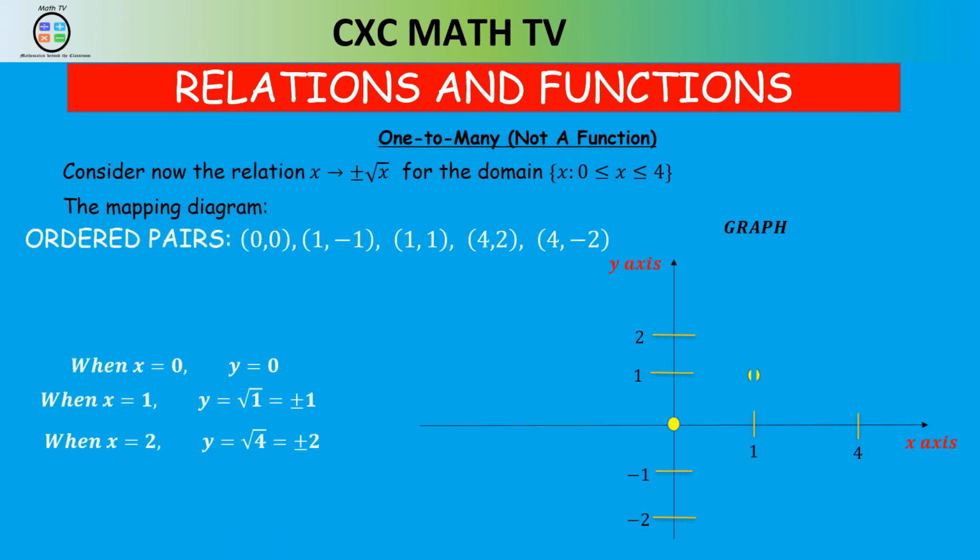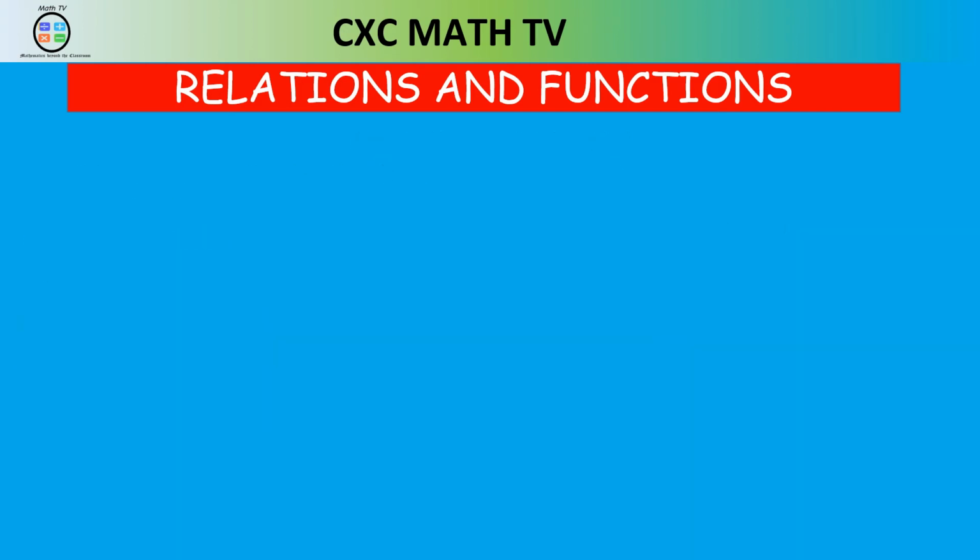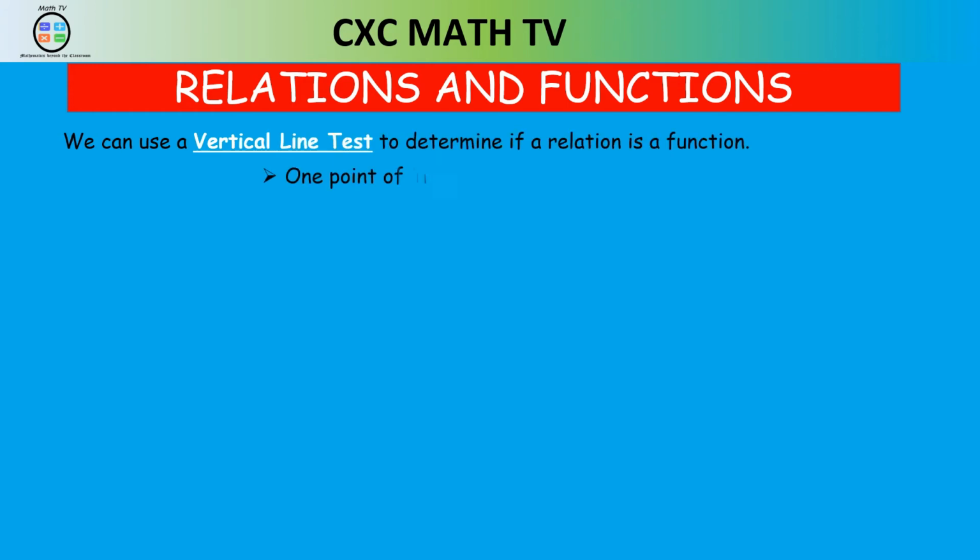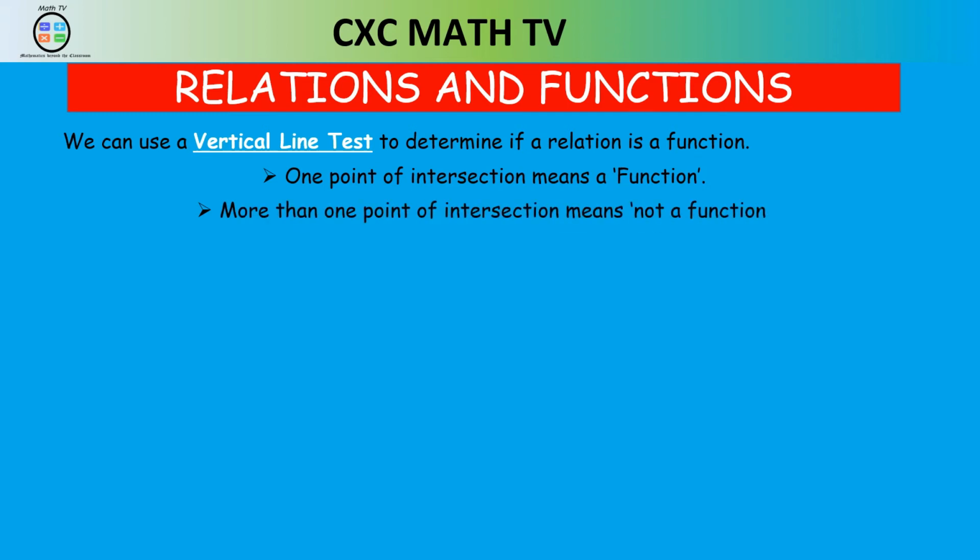Alright, now the next thing to talk about is what is known as a vertical line test. A vertical line test is used to determine if a relation is a function. One point of intersection would mean that it is a function, and more than one point of intersection would mean that it is not a function.